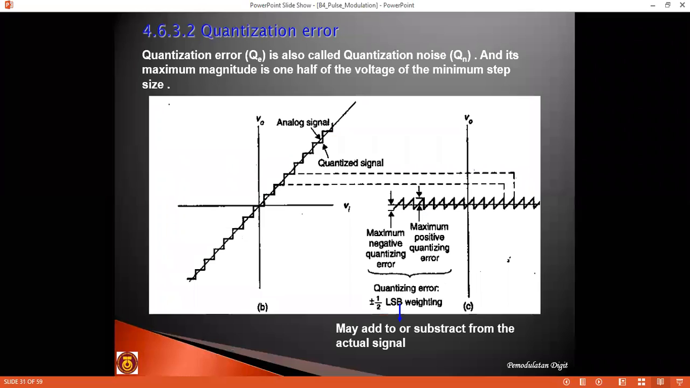That's okay. So the quantization error is also known as quantization noise. So the maximum quantization error is half of our interval. Okay. So the maximum quantization error is delta V over 2. Okay.